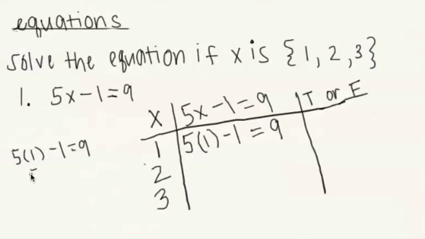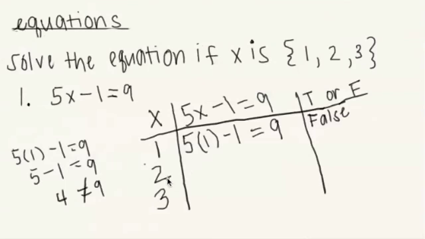5 times 1 is 5, minus 1 equals 9. We're not going to have to add this 1 over, I'm sorry. 5 minus 1, if we simplify that out, is going to end up being 4. And does 4 equal 9? No, it does not equal 9. So, is the statement true or false? Yep, it's false. So I write false in there, okay?